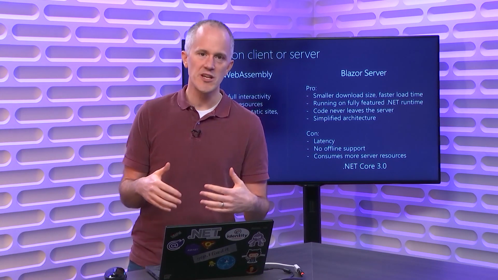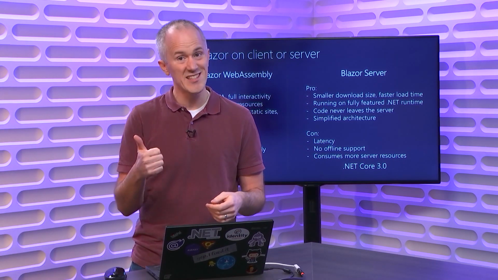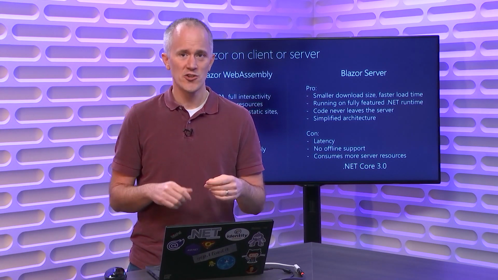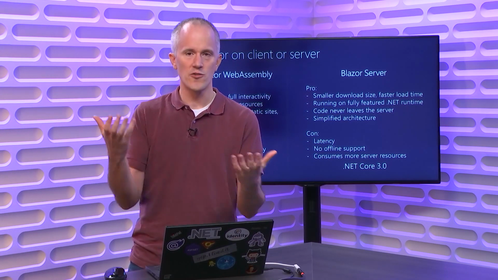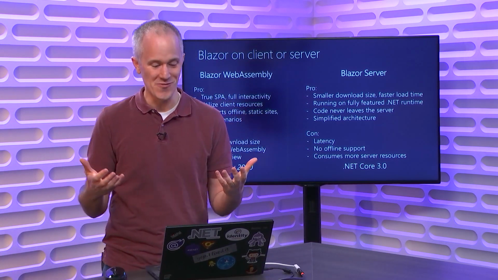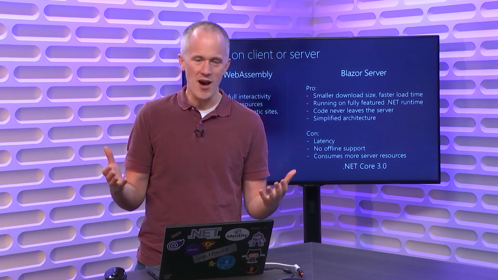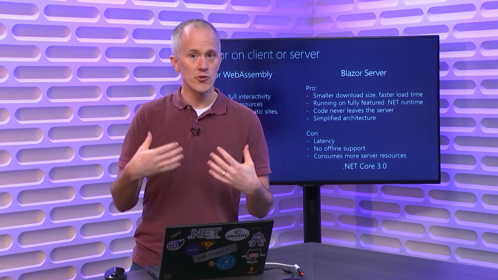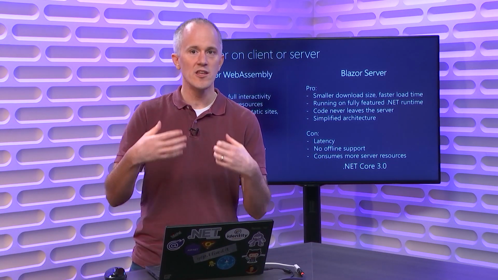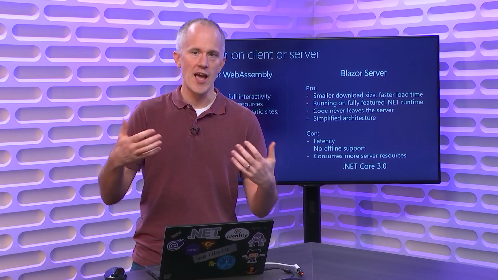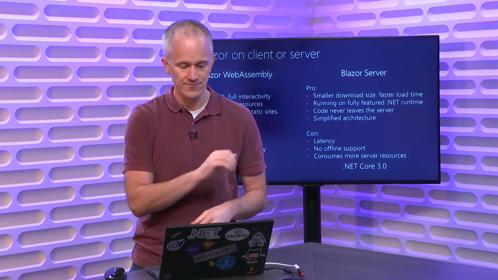The cons of the Blazor server model are, first of all, latency. All of your UI interactions are going to go over the network, so you're going to want to make sure that your clients and the server are as close together as possible. There's only so much you can do about the speed of light. It's a connected model, so obviously no offline support. And also, you're paying with your server resources to run the UI for each connected client. So that's an additional scale and cost consideration.